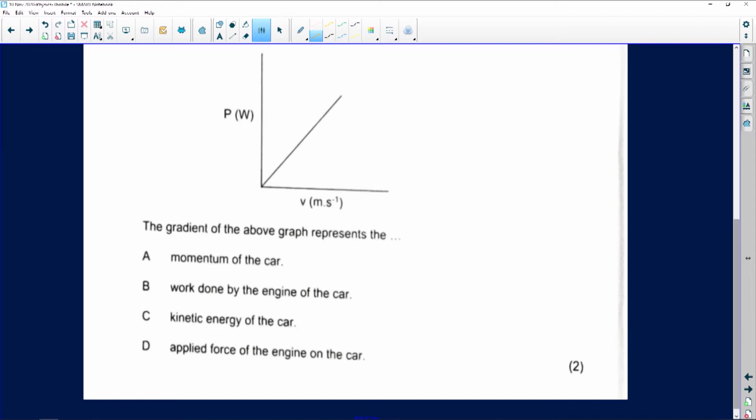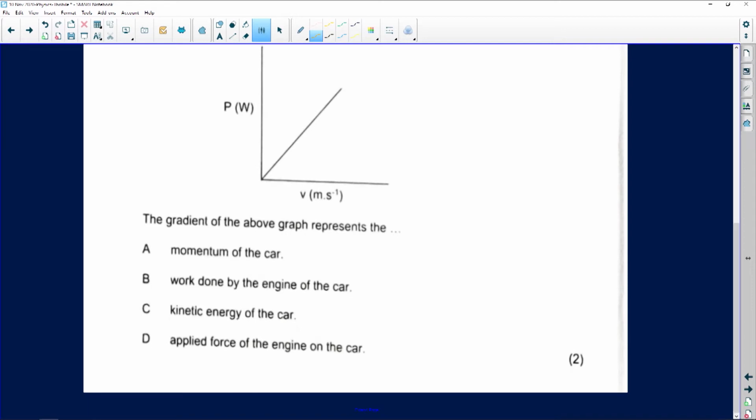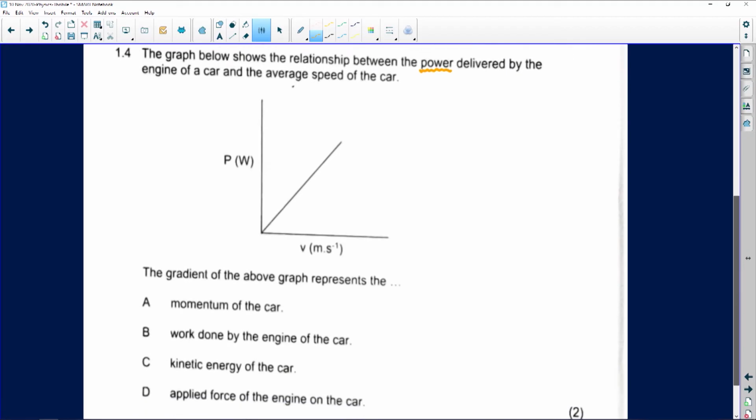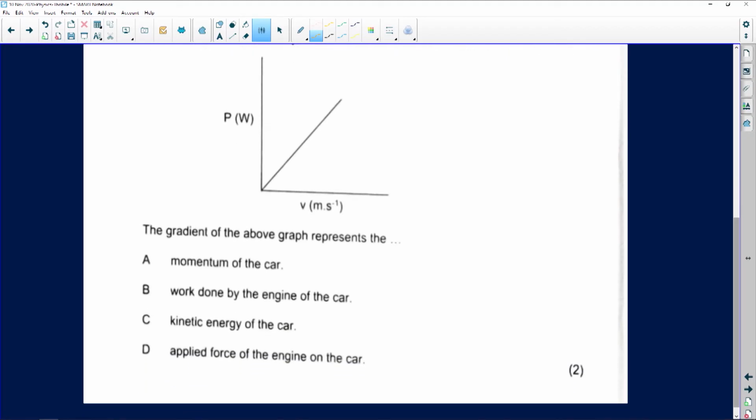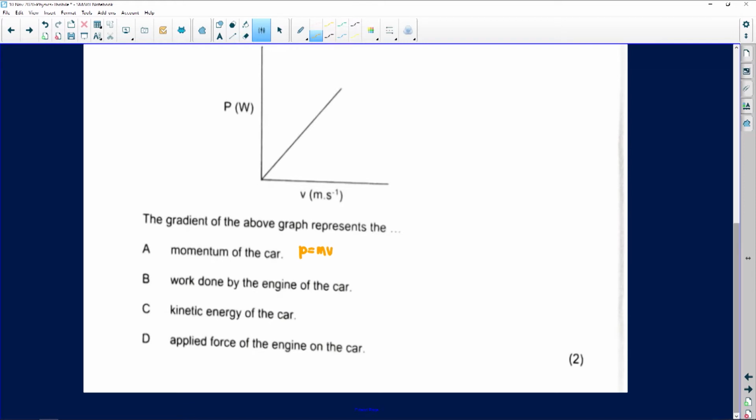So I'm going to do it the long way around. Let's see the first one. First I'm told that the gradient of the graph represents the momentum of the car. Now remember, momentum is the product of the object's mass and velocity, right? Not power. So do not get confused. Power is a capital P. Momentum is a small p. These are the SI symbols that we actually use to represent these quantities. So it's definitely not momentum.